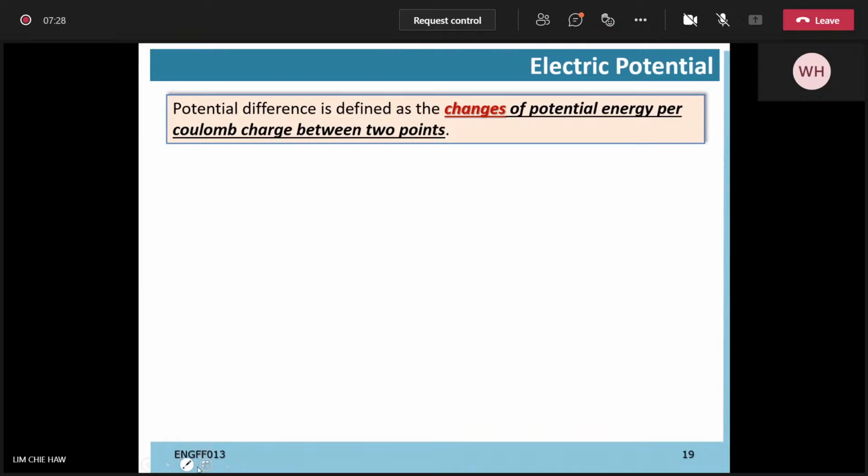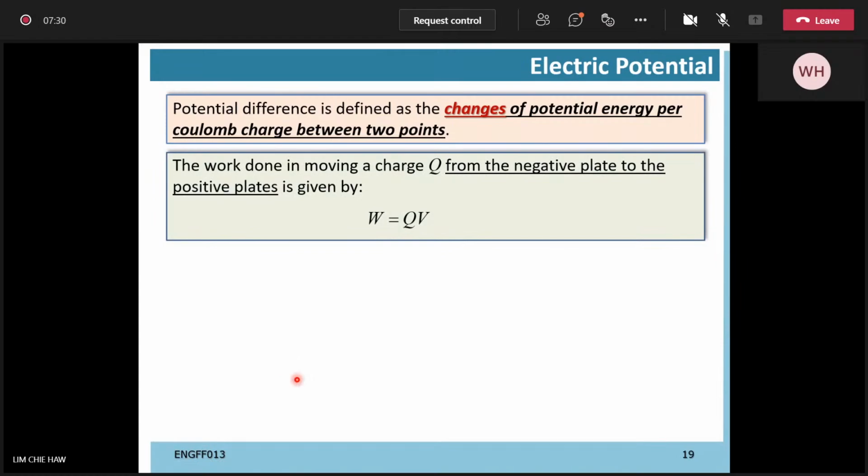Let's see what happened here. You have seen this in the previous lesson. The work done in moving a charge from the negative plate to the positive plate will be given by this formula, W equals QV. And from there we derive our formula of the electric field, so E equals V over d.